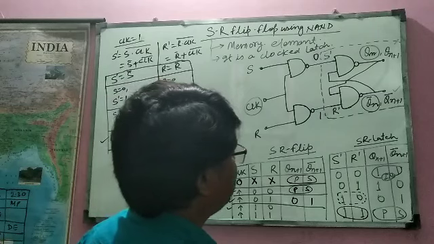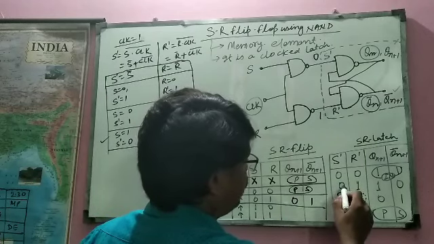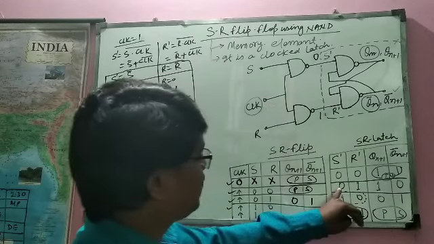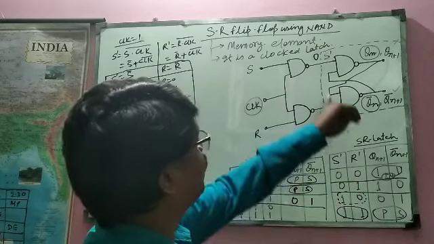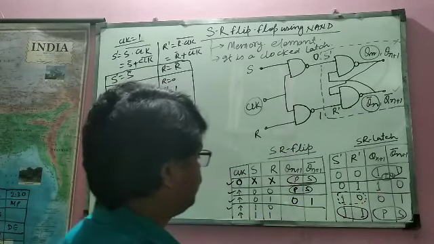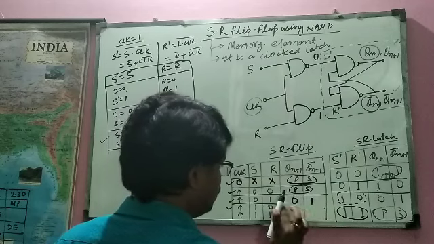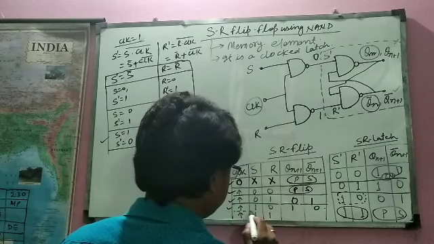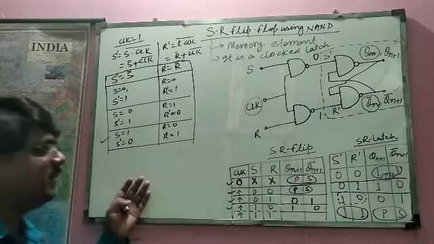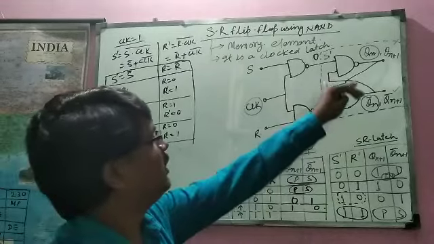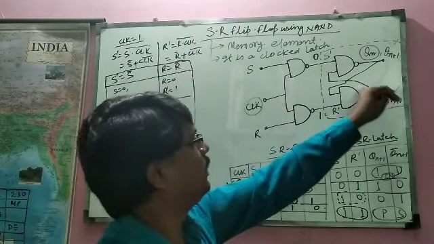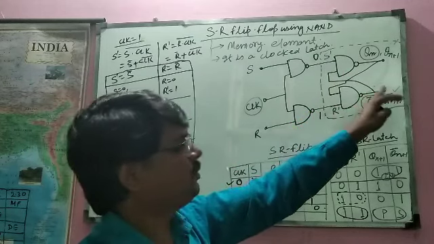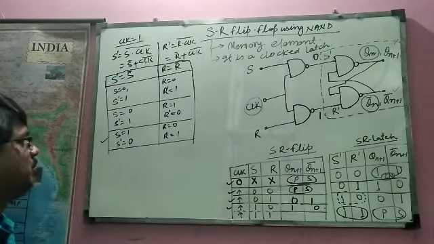Now you have these values. S dash is 0 and R dash is 1. So what will be the value? 1 0. You can directly write it, 1 0. And you can verify it by taking this input 0 and Qn bar here, and Qn and 1 here. You can verify it yourself.